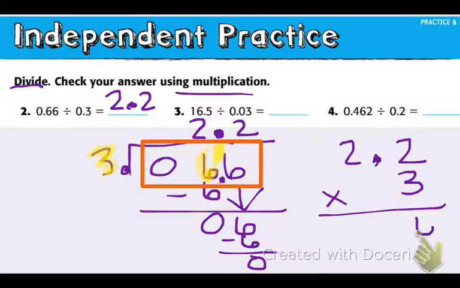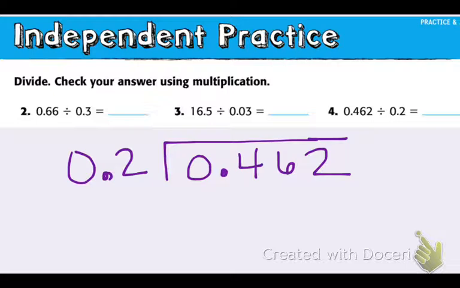3 times 2 is 6. 3 times 2 is 6. We already have learned to count those digits, and there's one digit after the decimal. So I'm going to go one place in, and that puts it right there. So we have 6 and 6 tenths. And if you look, I got the right answer.